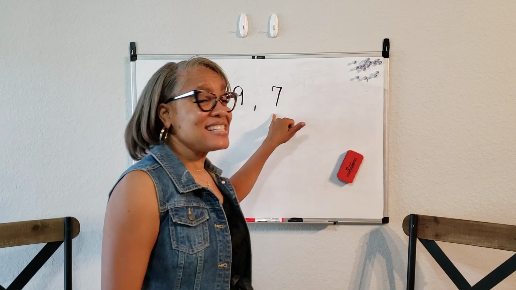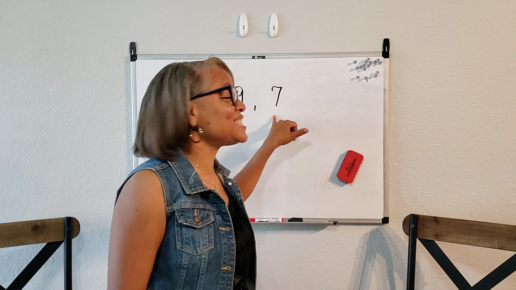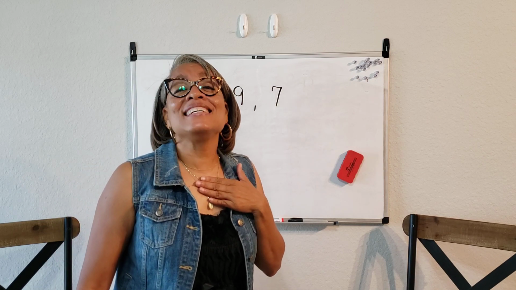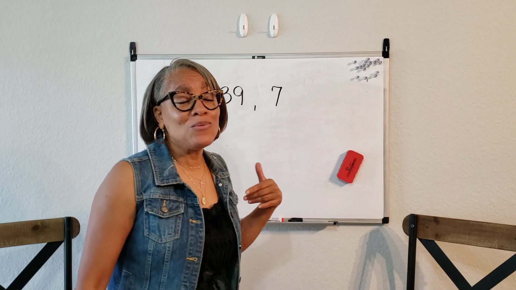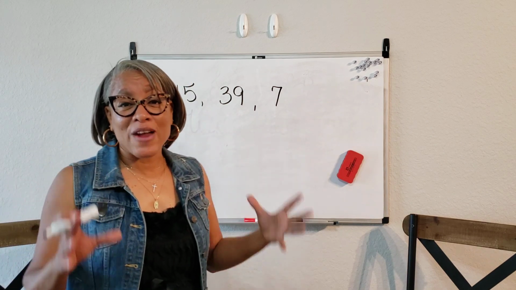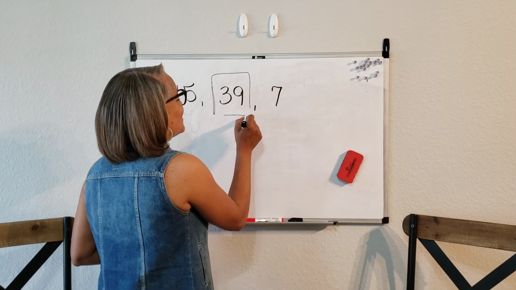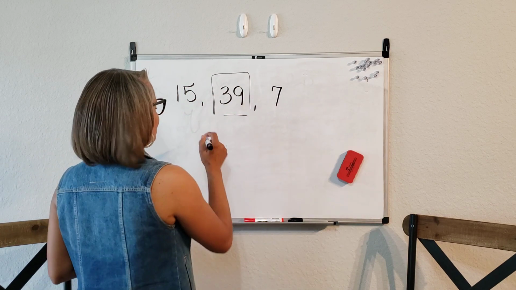Very good. And this is what? It's number 7. Excuse me. And it's a member of what family? The single family. Can you tell me what number is the greatest? Very good. It's 39. Okay, let me give you another one.